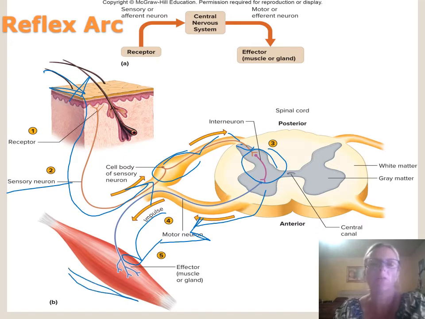Here is the muscle. So we have the receptor, the sensory receptor. We have a sensory neuron. In this case, we have an interneuron. And then we have the motor neuron, which is going to send the information back to the effector, which is going to do the response that is needed, as in contract a muscle, which pulls your hand away from the hot stove. All right, so that's a very basic, simple reflex arc.